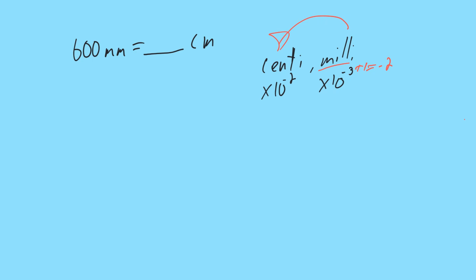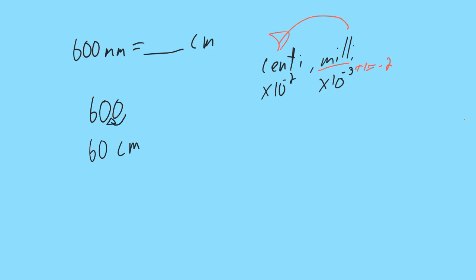So that means I have to steal a 10 from the millimeters. So if I have 600, I need to steal a 10. I need to take it away so that I get centimeters. So all I need is 60 centimeters here. That makes it pretty simple. Okay? This is a really quick way to do it.